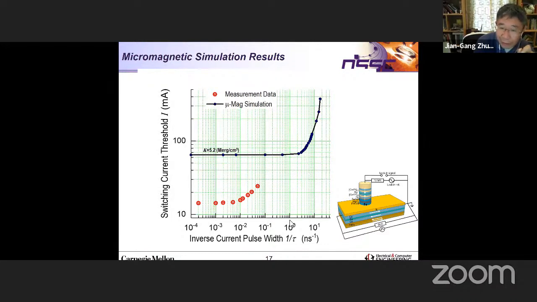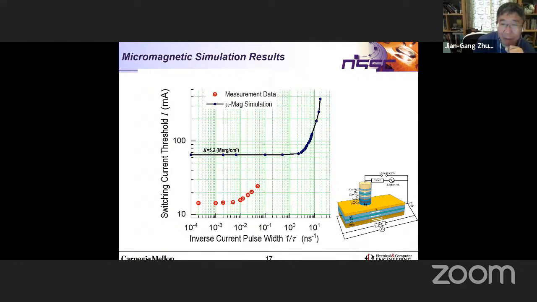So the horizontal axis here is the inverse of the pulse width, right? The shorter pulse width is towards the right, the longer pulse width towards the left. You can see these red dots are experimental measurements, and the black curve is the calculation. So they do not agree with each other at all.